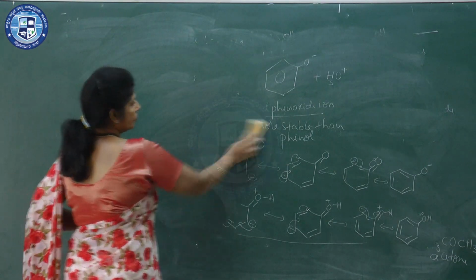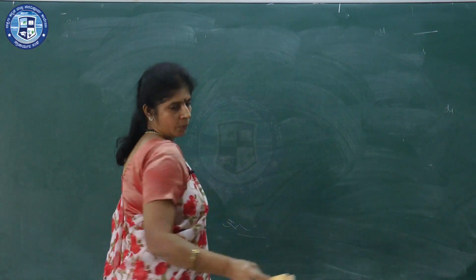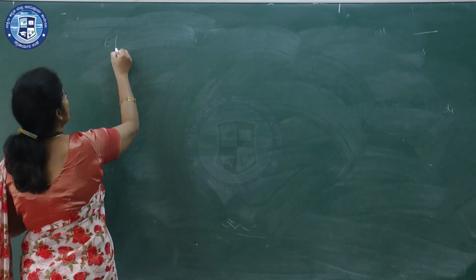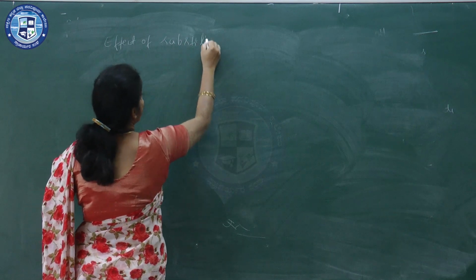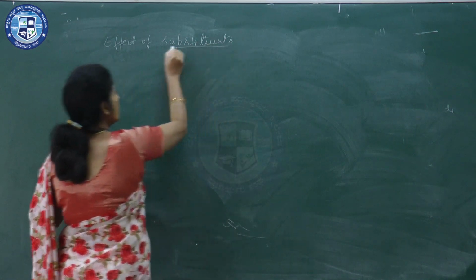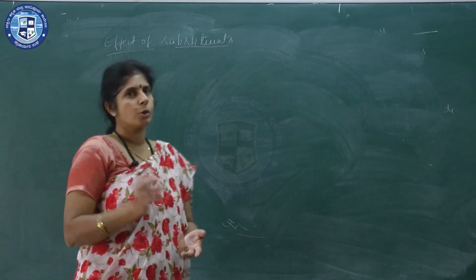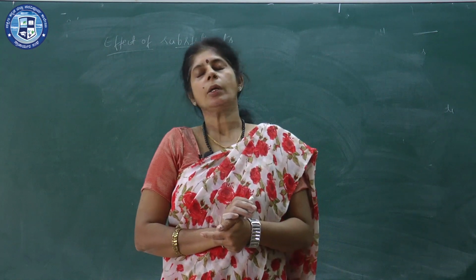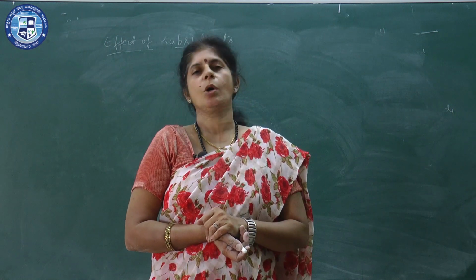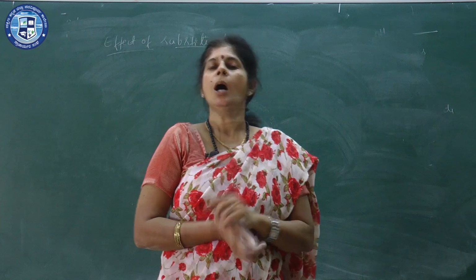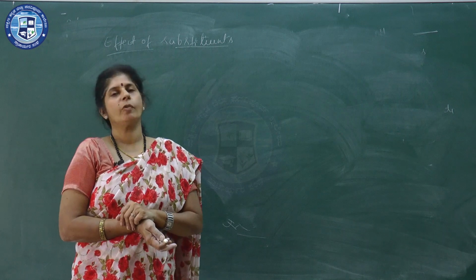Next point is the effect of substituents on the acidic nature of phenols. Because in cresols we have an additional substituent, or in dihydric, trihydric, or some other phenols. If the phenol has one more group, then how is its acidic nature varied? Whether it is varying or not, that we have to cover.